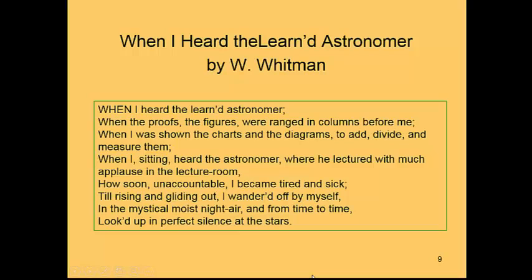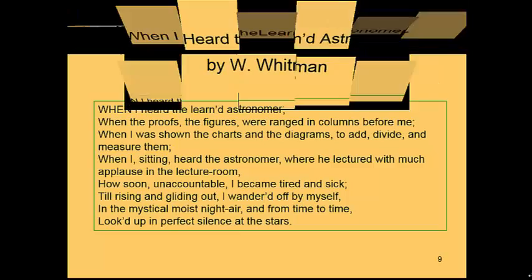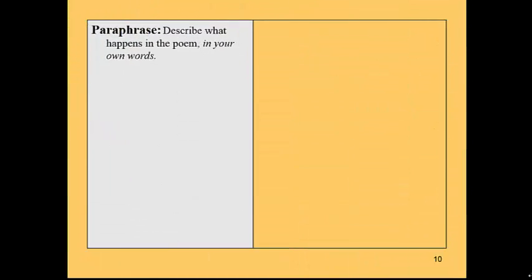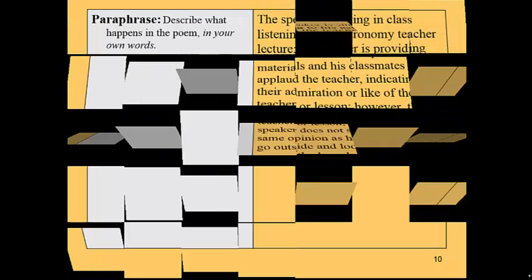I would definitely do this type of paraphrase, a line-by-line translation, if you are seriously struggling with a poem and having extreme difficulty. It might be more work, and it might be a little more tedious. However, it definitely will help you in the long run understand the poem better, I promise you. But for the sake of time, we're going to write simply a summary in our own words of what happened in the poem.